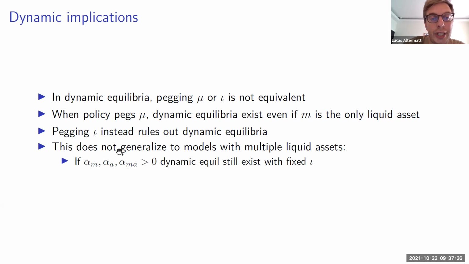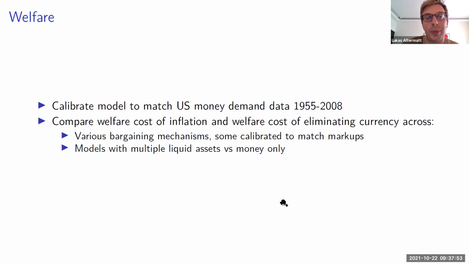But if money is not the only liquid asset, if money interacts with assets, for example, so if alpha M, alpha A, and alpha MA are all positive, then dynamic equilibria still exist even with fixed IOTA. And this generalizes to also having K liquid. So when K is also liquid, you can have dynamic equilibria even when policymakers fix IOTA, where all 3 payment instruments cycle.